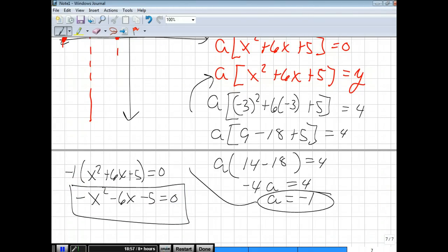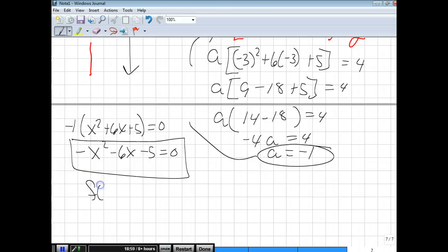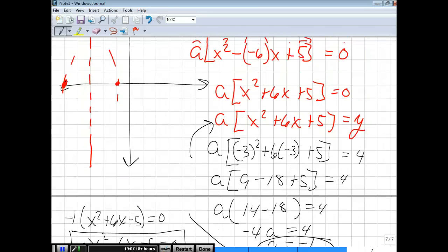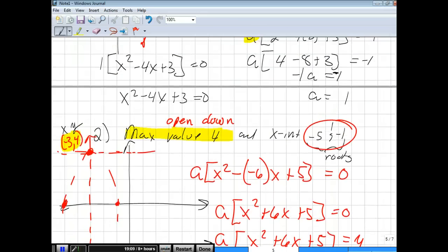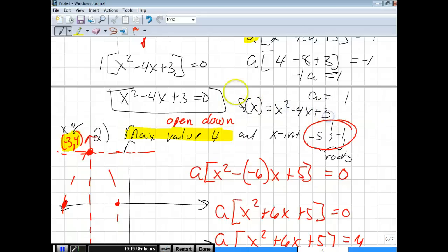And actually, I should write it in function notation, so it does say it is a function, because it asks us to find the function. And let me go back to the previous one. So as a function, this one would be written as f of x equals x squared minus 4x plus 3. That would actually be your final answer on that one.